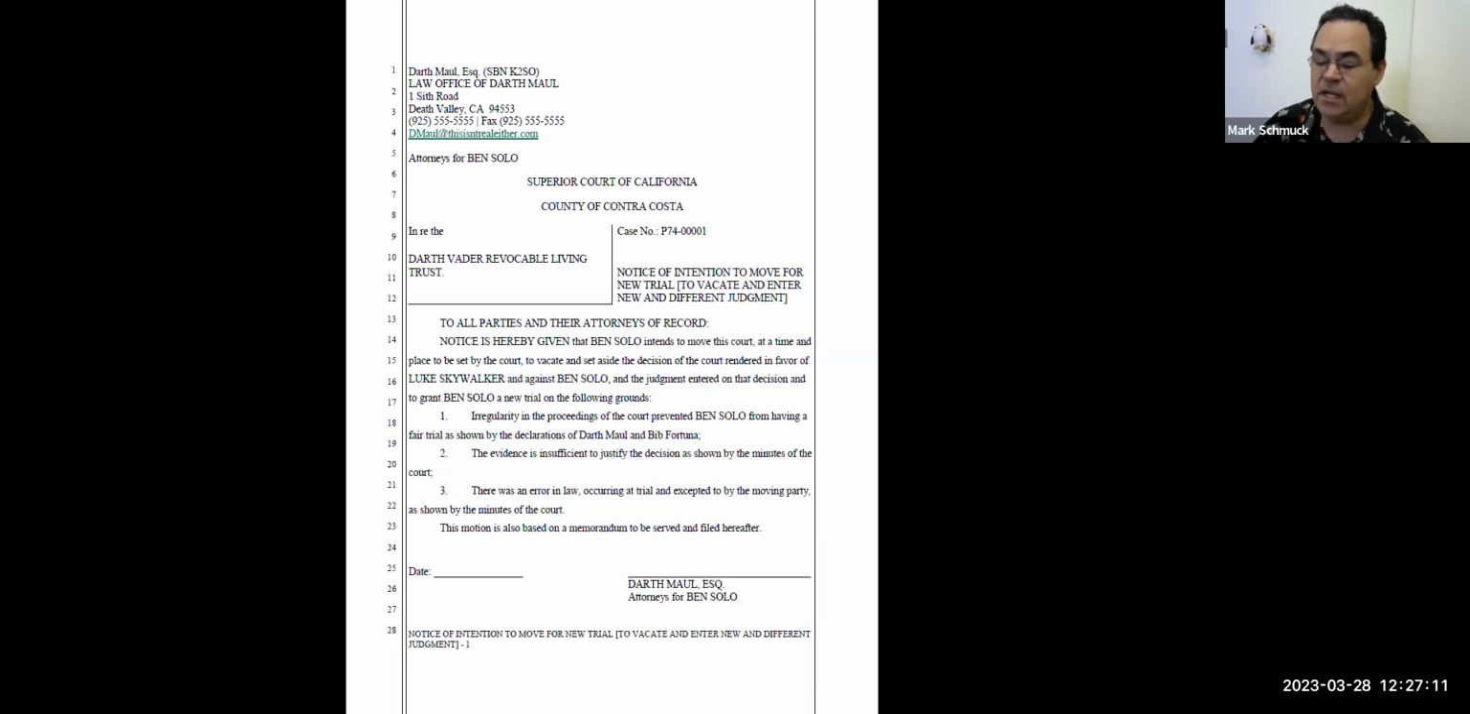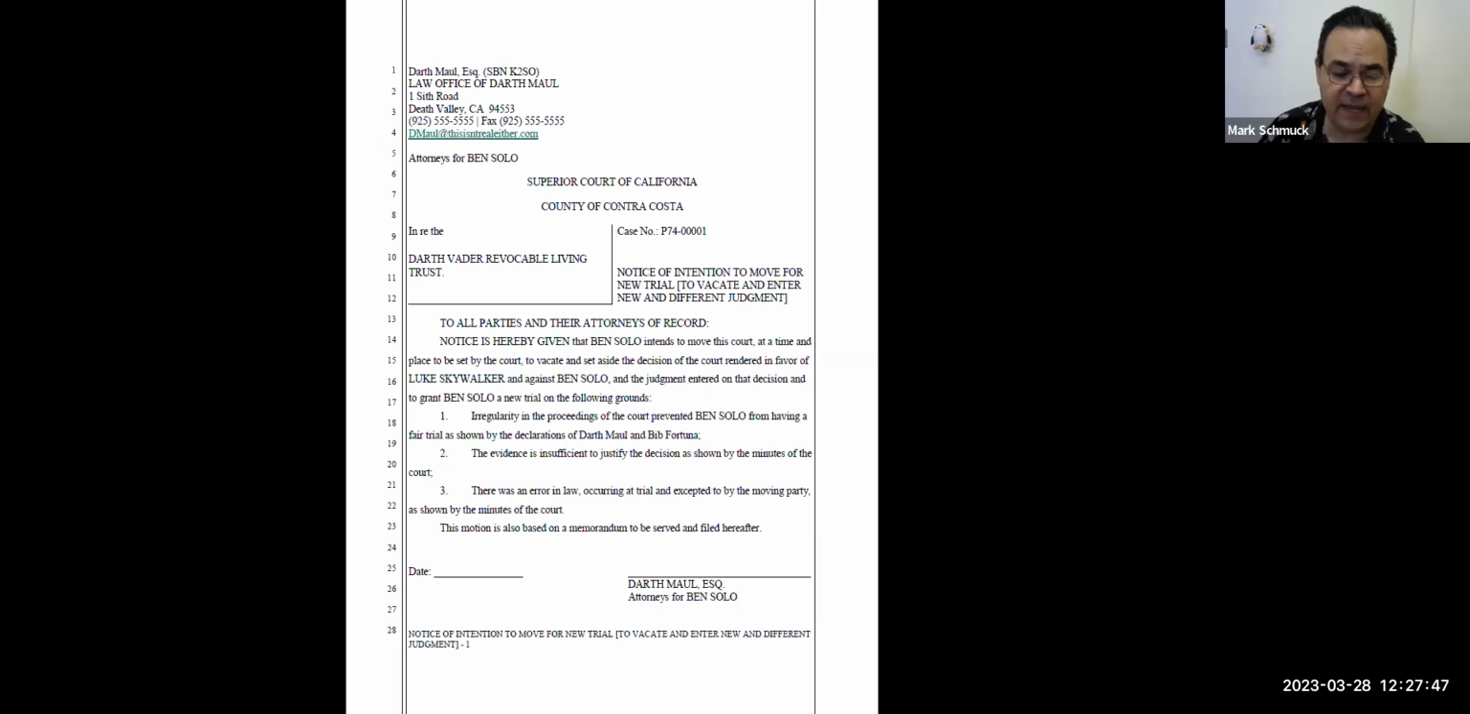Very important here when you are moving for a new trial or to vacate: just like on any other regular motion that's governed by the CCP, you need to show what documents actually support your motion. In this case, it's slightly different because you're associating the documents with each separate ground. The second ground here is evidence is insufficient to justify the decision as shown by the minutes of the court, and that there was an error in law occurring at trial and excepted to by the moving party.